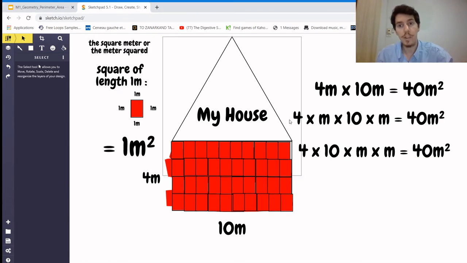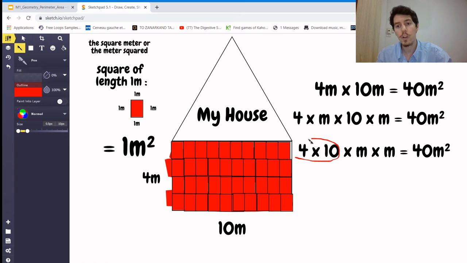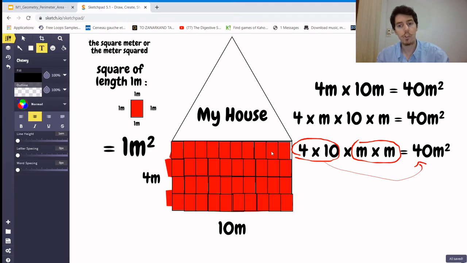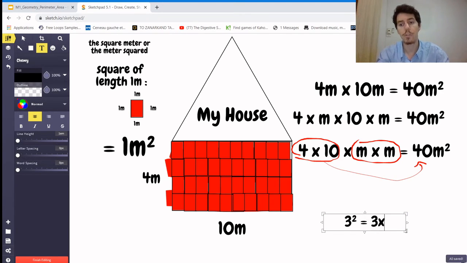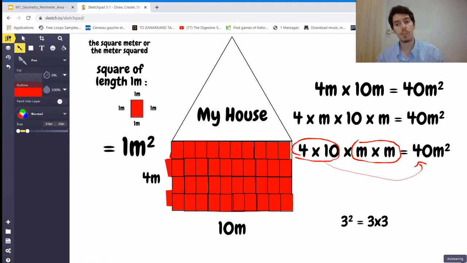And when I write it like this, it's easier to understand. You see that here we have 4 times 10. 4 times 10 is 40, right? And here we have m times m. Remember, just before I told you 3 squared is 3 times 3. So the same number multiplied by the same number is the number squared. It's the same with the letters. m times m is m squared. And this is why 4 meters times 10 meters is 40 meters squared.